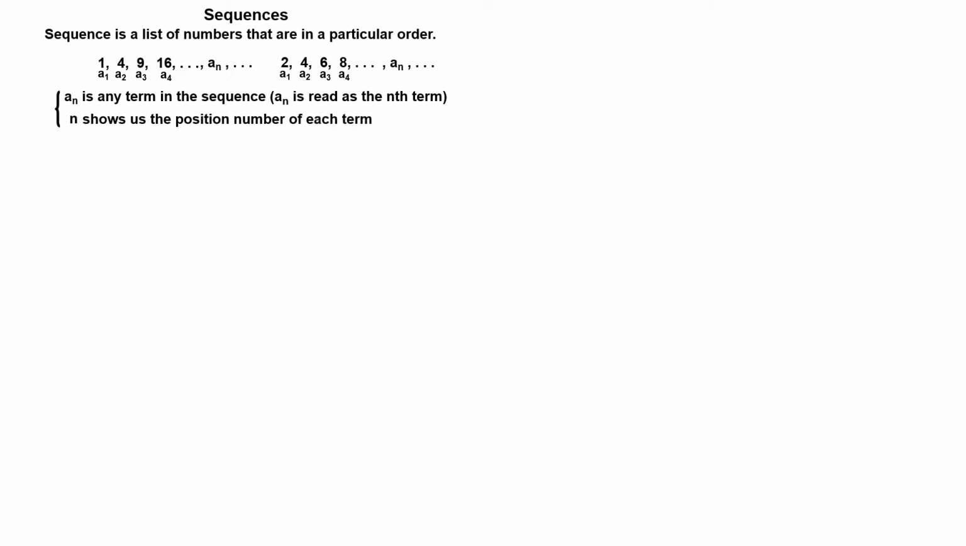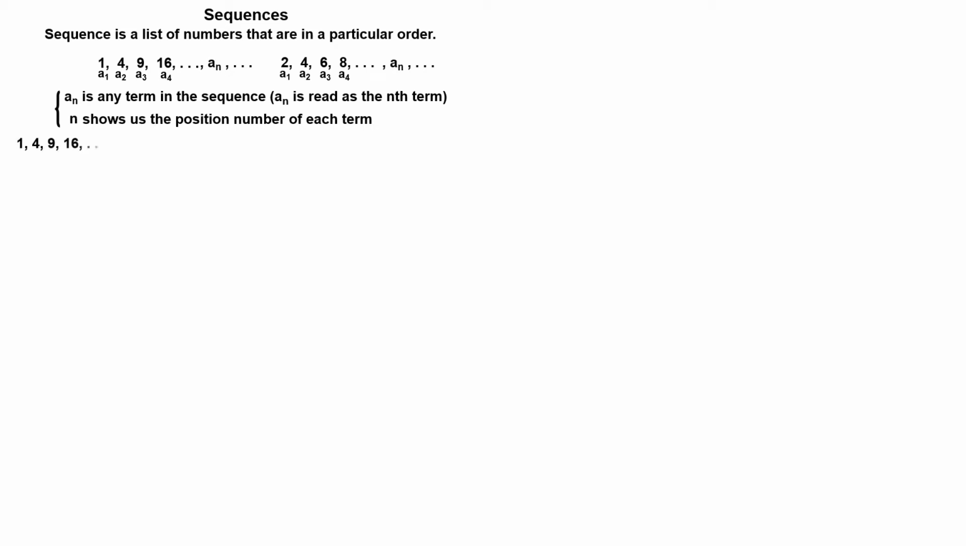In general, a generic term in a sequence we call a sub n, or the nth term. A sub n is any term in the sequence. A sub n is read as the nth term. n shows us the position number of each term. It's very important to be able to recognize patterns in sequences, because if we recognize patterns, we can write a formula to describe the sequence and find missing terms in a sequence.